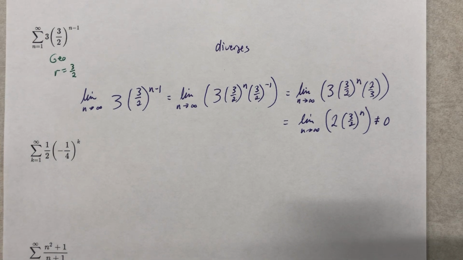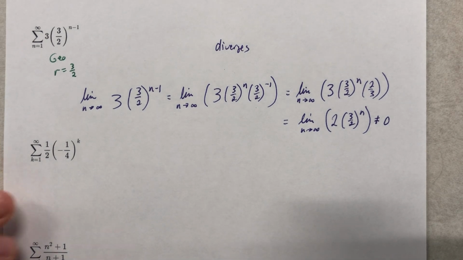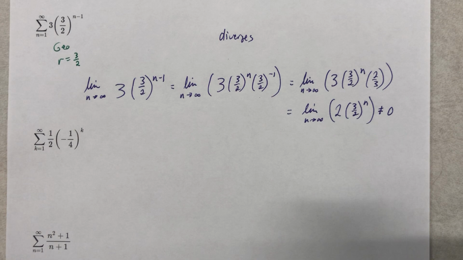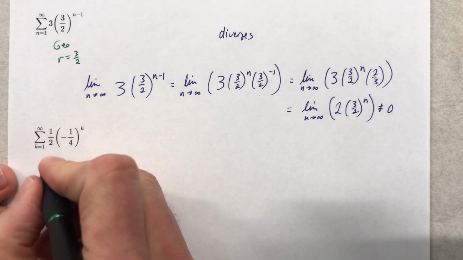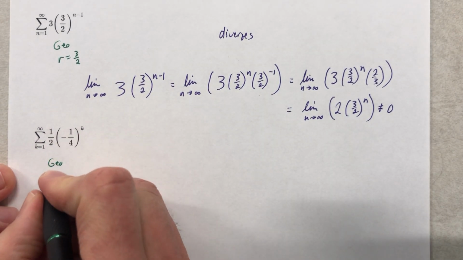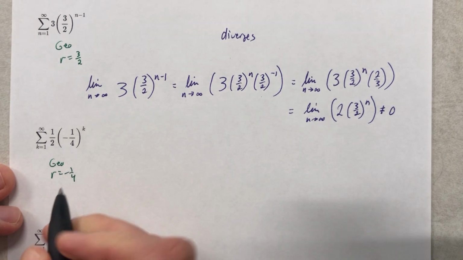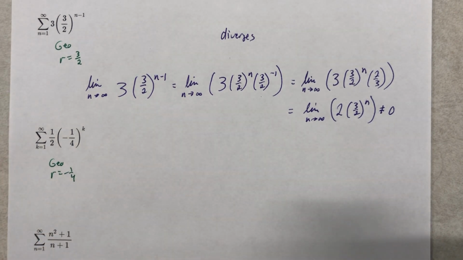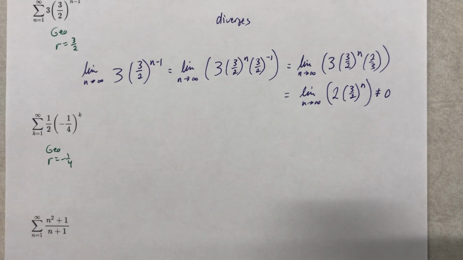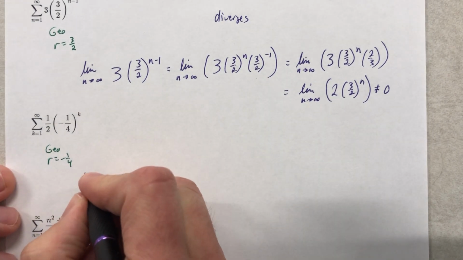The next one is geometric also, and we could go with the whole geometric thing and say, oh, well, you're geometric, and r is -1/4, which is between -1 and 1, so we have convergence, right? That's not the point of this lesson. The point of this lesson is that we do this.